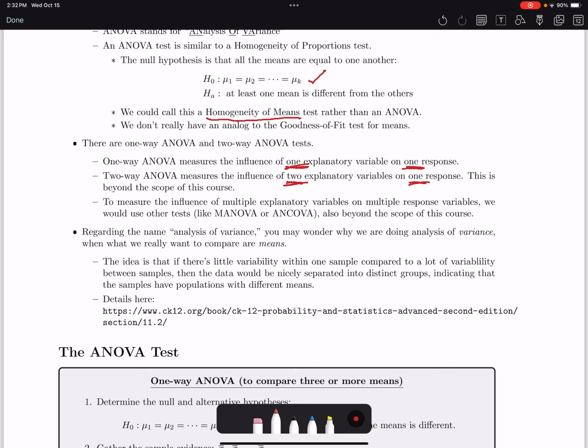You may wonder though, what if you have more than two explanatory variables, multiple explanatory variables, and what if you have multiple response variables? Like maybe you want to test how diet, exercise, and sleep affect weight loss, or how diet, exercise, and sleep affect weight loss and mood, right? So then you could have three explanatory variables and two responses. For those kinds of situations, we could run a test called a MANOVA or an ANCOVA. Okay, so this is a multiple analysis of variance, and this is an analysis of covariance. But those tests are also beyond the scope of this course. We're just going to stick with the one-way ANOVA.